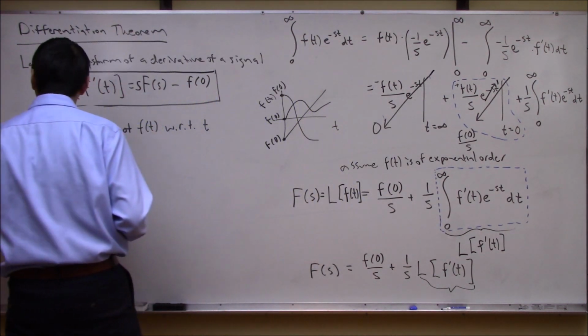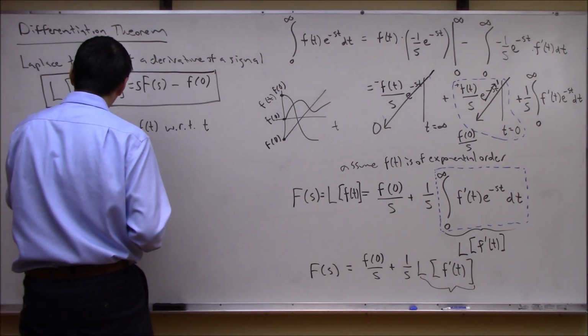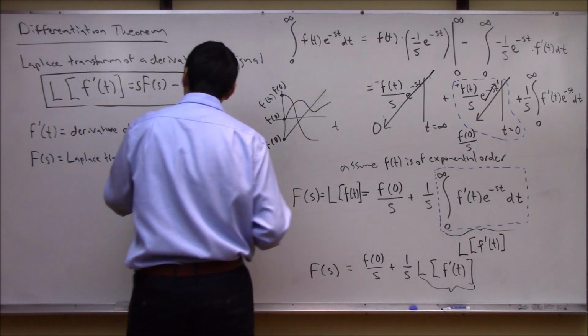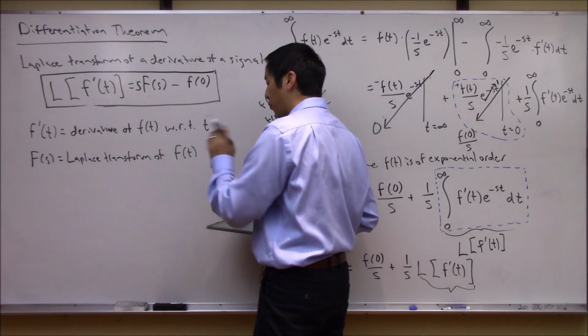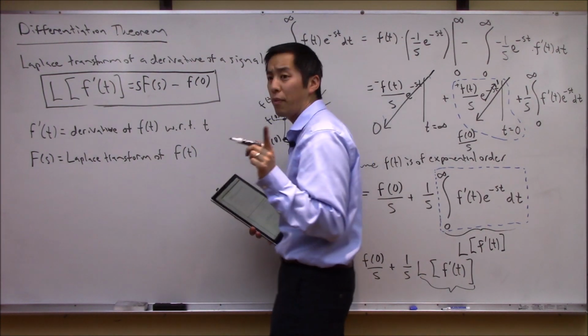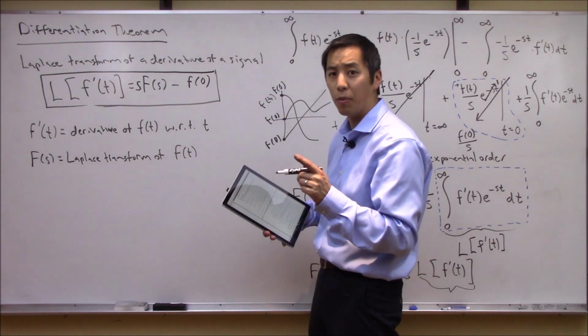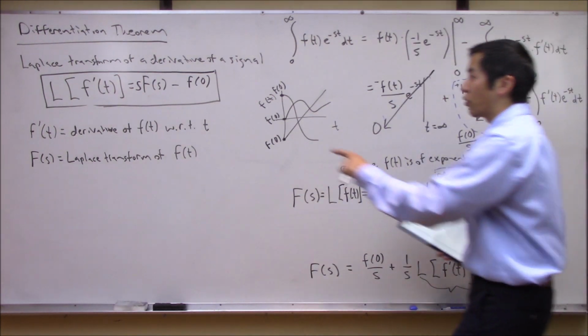F sub s, this is the Laplace transform of f of t, no f prime, right? It's just the Laplace transform of the original signal f. And finally, lowercase f of 0. This is where you've got to be real careful which one of these is a lowercase and which one is an uppercase, right? This is a lowercase that we carried through, so that's what this term is.